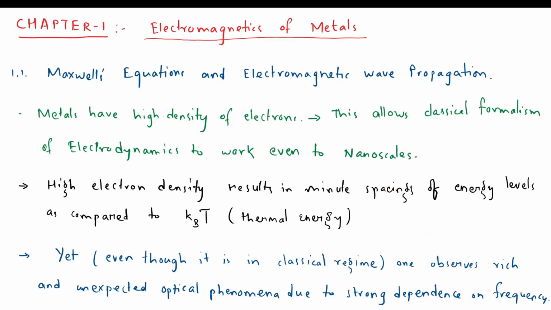We'll first discuss the electromagnetics of metals, because it is in metals where we find the free conduction electrons. So we start with the Maxwell equations. That is the starting point. Before going into Maxwell equations, we have to understand that Maxwell equations are classical equations. What it means is that you don't have to use any quantum mechanics.